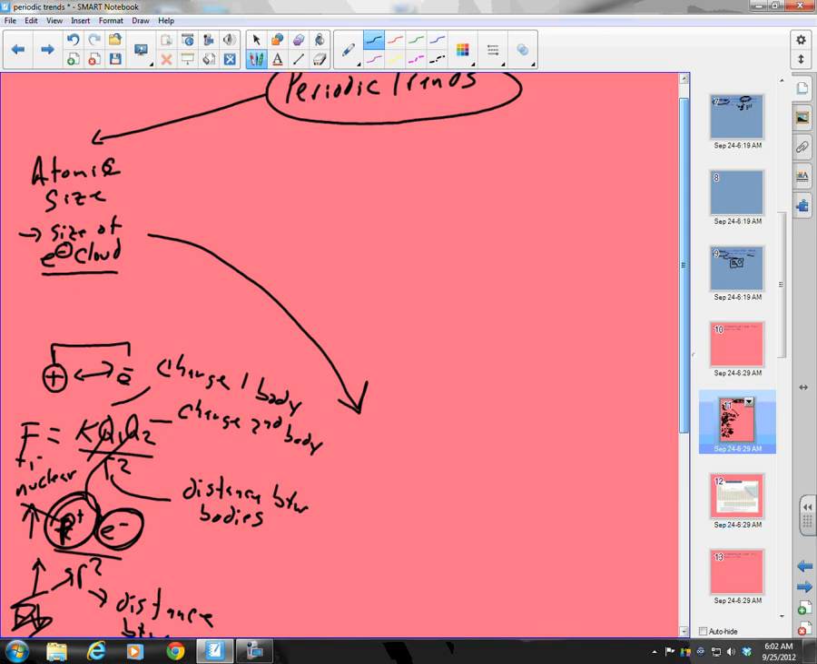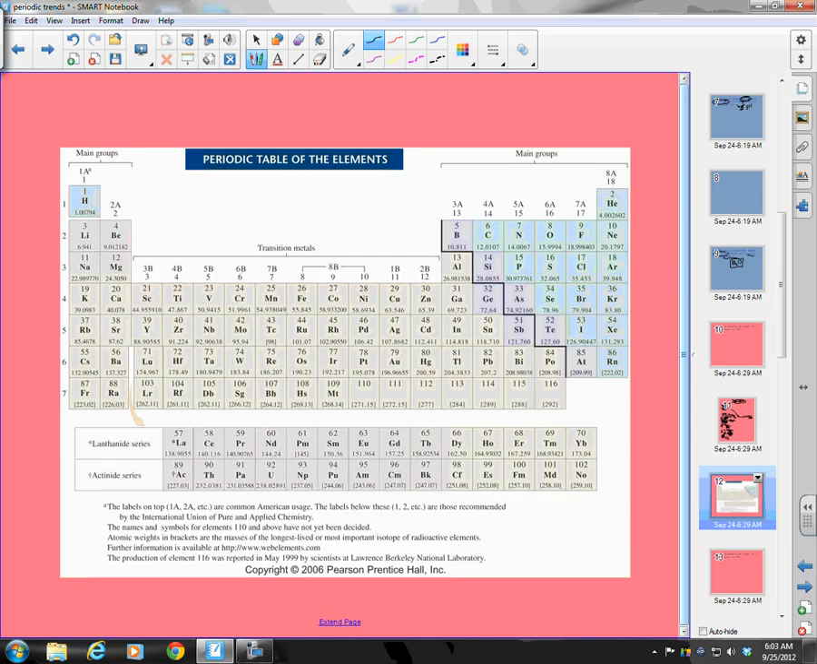First, let's look at across the periodic table. Across the periodic table, meaning from left to right. From left to right. What happens? Well, as I go across from left to right, let's look at my periodic table. What do you see? Well, first of all, they're all in the same period. That means they all have the same N, right? That means they're all in the same shell. So they're in the same shell.